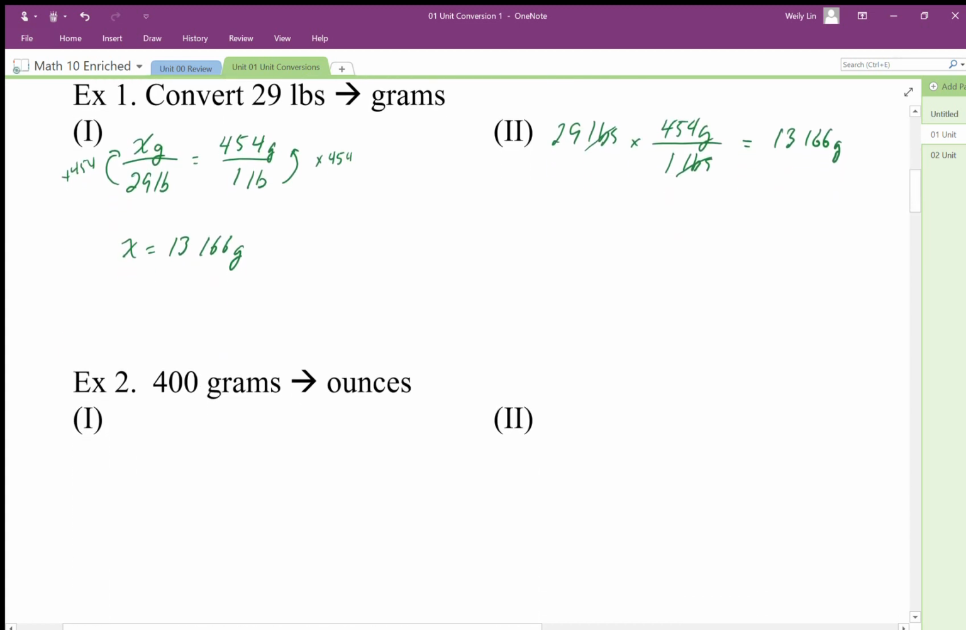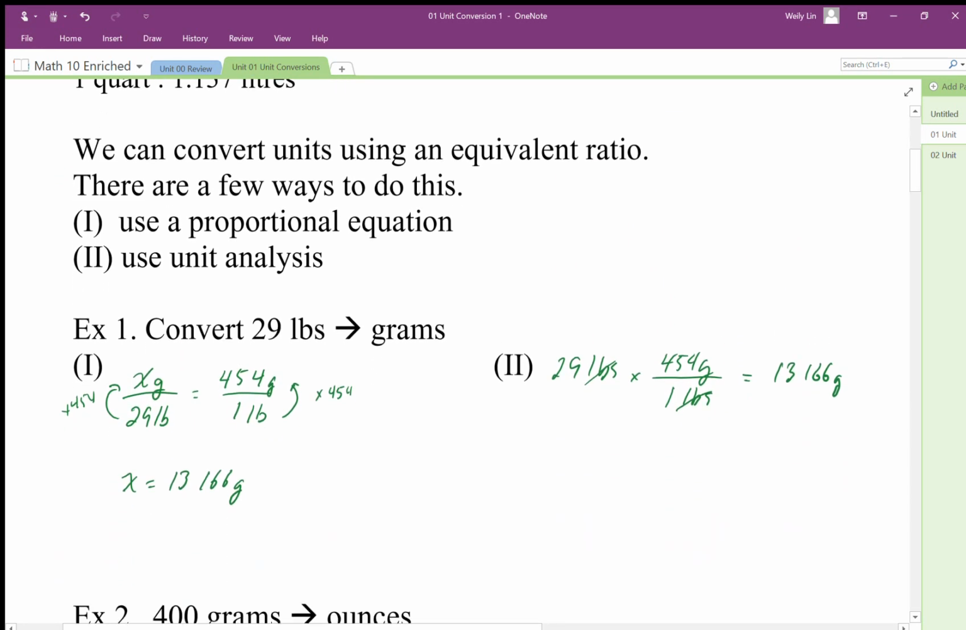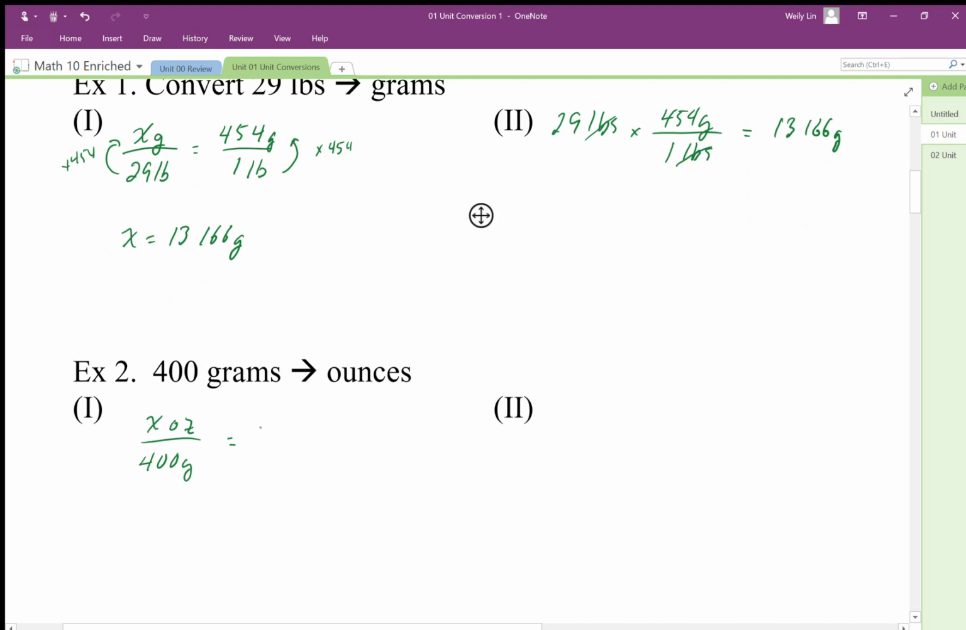Okay, so same thing here. We can convert to ounces. We can say an unknown number of ounces to 400 grams. And the conversion rate is, we'll use 28.3. Oops, make sure we have it in the right order. 1 ounce equals 28.3 grams.